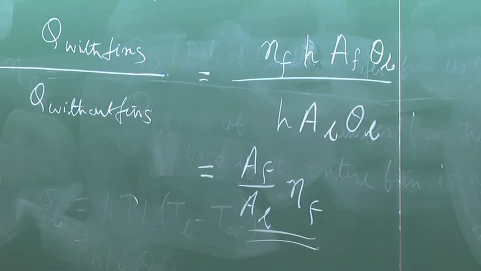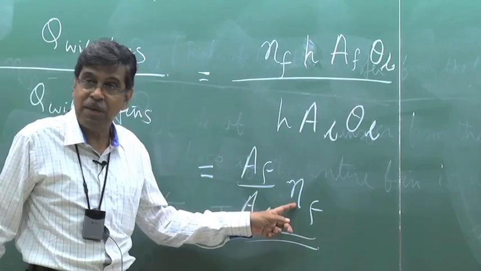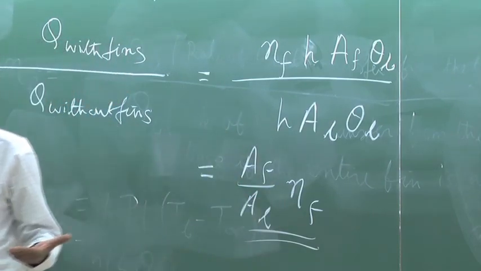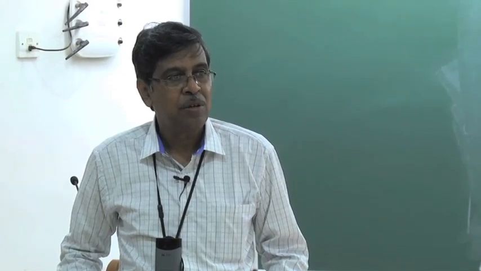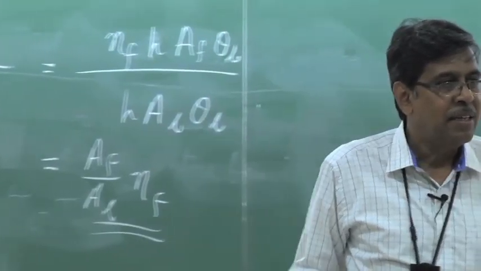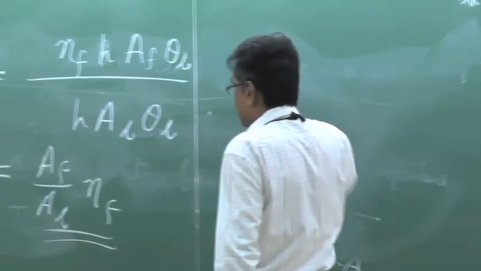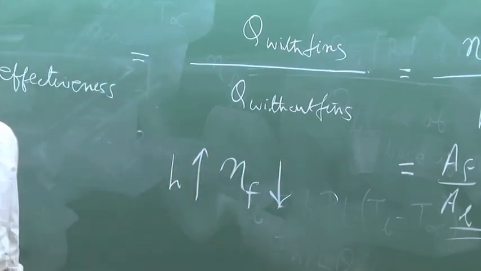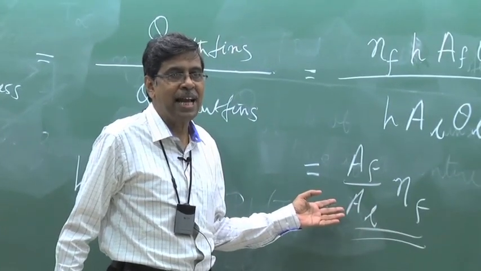I gain by using pins because I have a huge value of A_F by A_B. But I should also consider that eta_F is not very low. If you multiply a high value with a very low value, if eta_F is very low, my gain may not be very high. I am providing additional surface, but efficiency is not a function of surface area; you go through the expression. The answer lies in the fact that with the increasing value of h, eta_F decreases. You have to be careful about eta_F. If you have a low eta_F, it is no point; the gain is less.